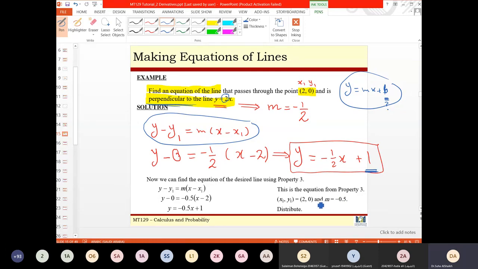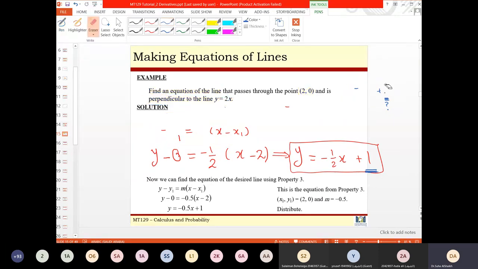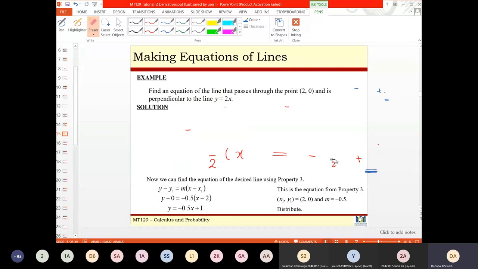Okay, using what I have, I do the equation. Let me give you another example here. I'm going to give you the same example, but I'm going to change a small thing here.